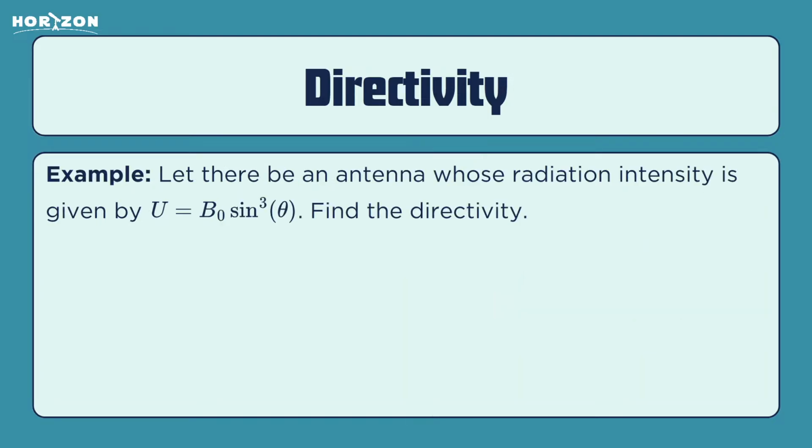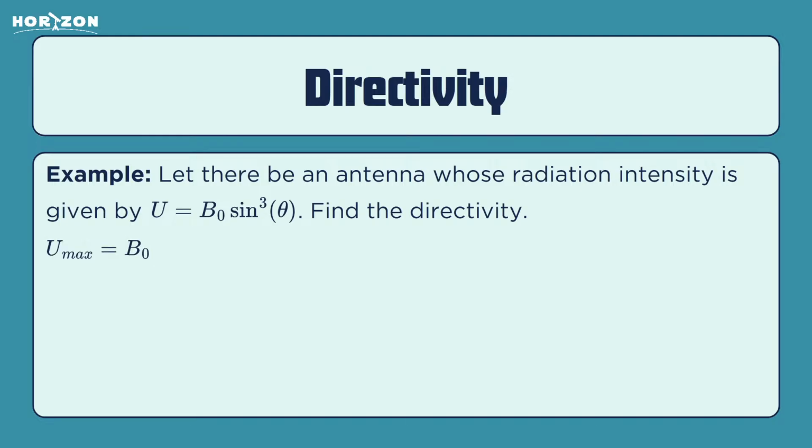Here we have an example for the procedure to calculate directivity. So first, you'll notice that the direction is not specified. So what we need to calculate is the directivity in the direction of maximum radiation intensity. And if the radiation intensity is given by B naught sine cube theta, you'll have the maximum radiation at angle theta equal to pi by 2 or 3 pi by 2.